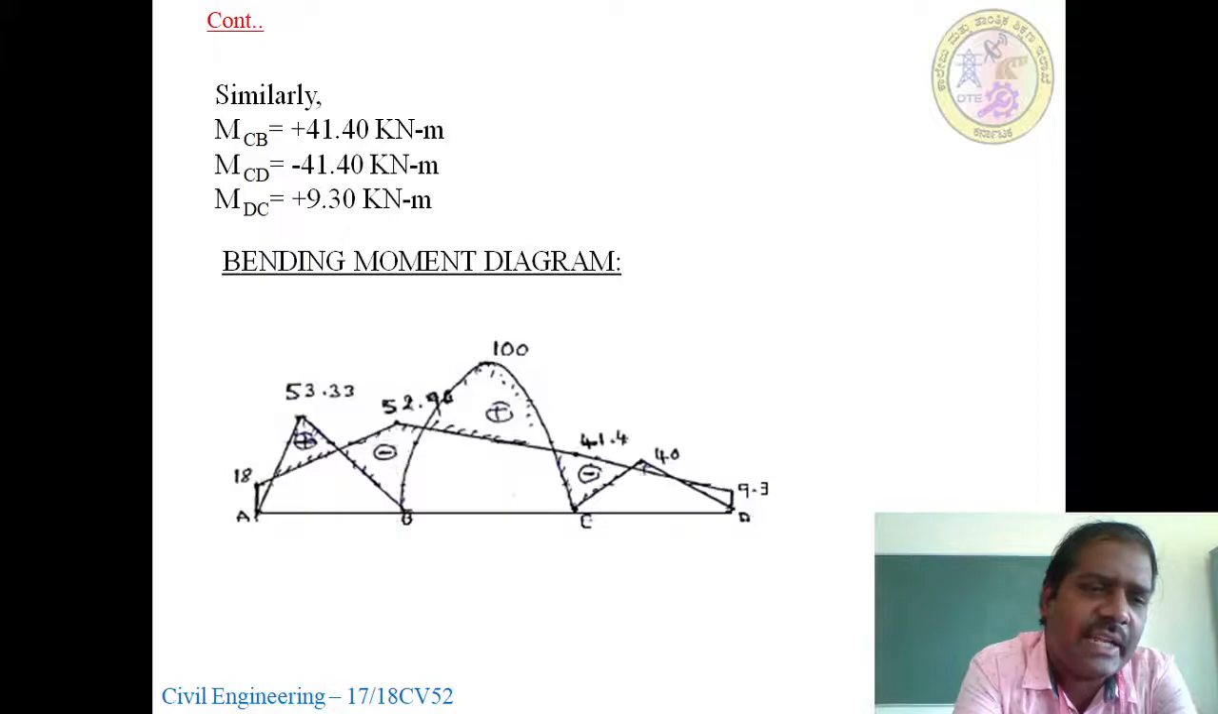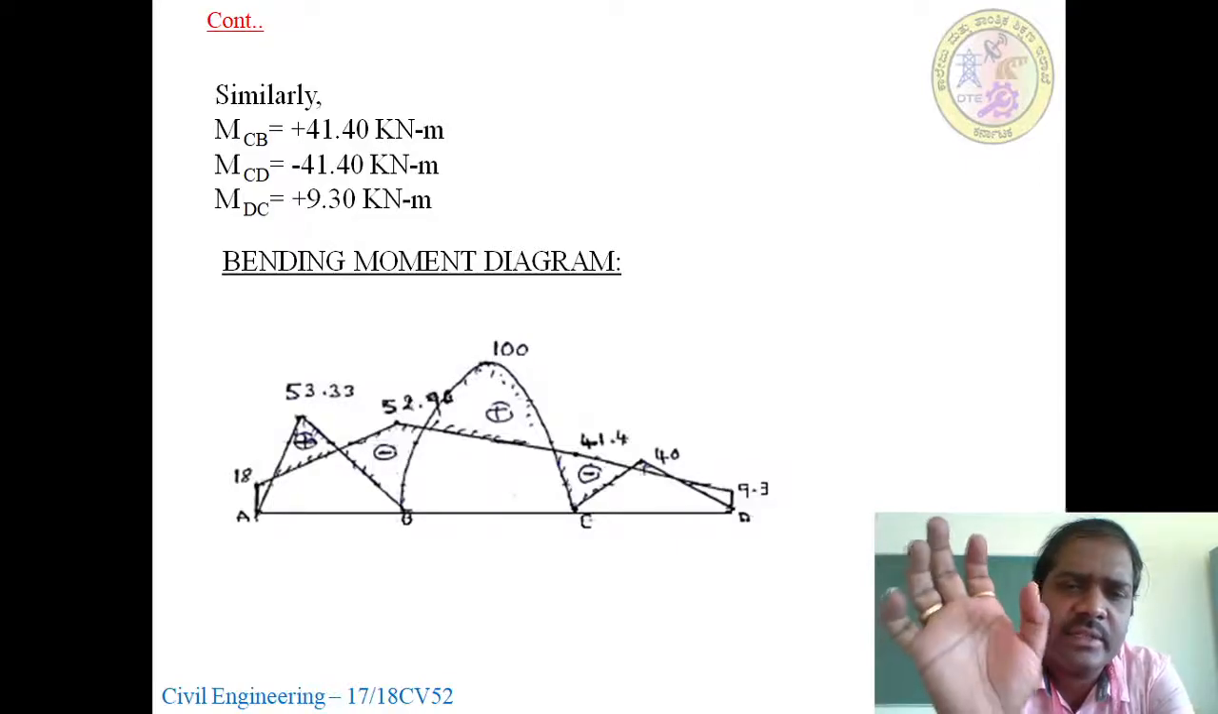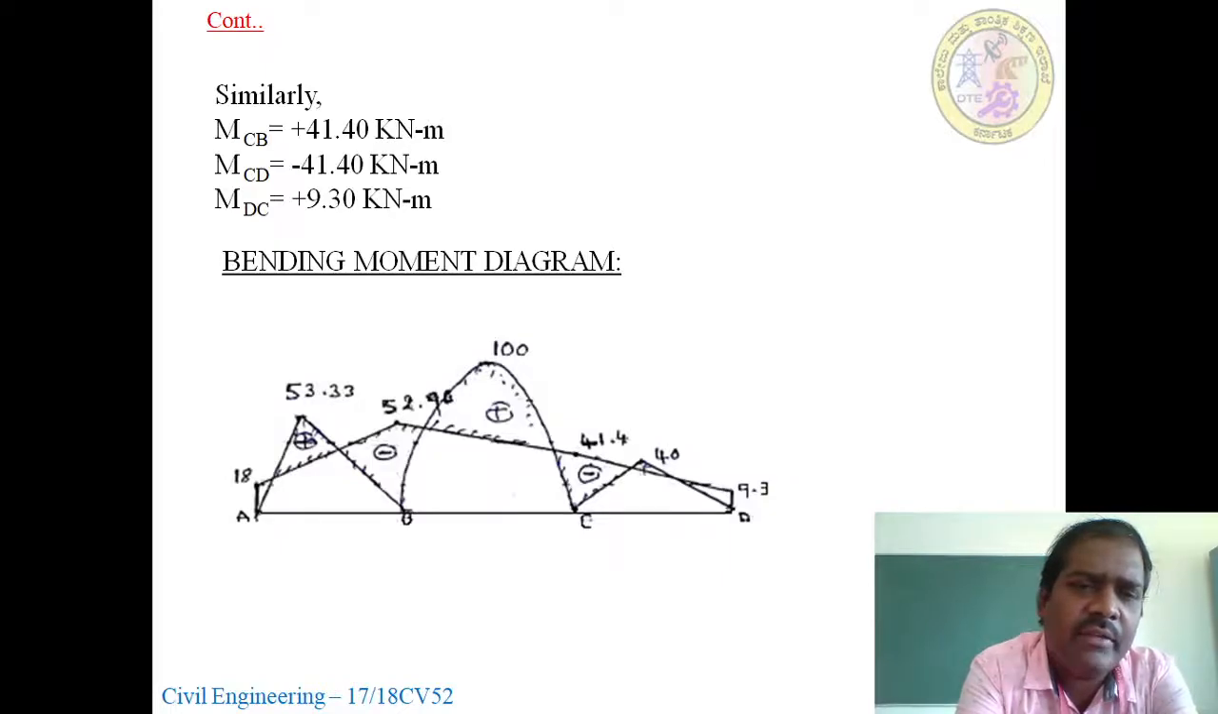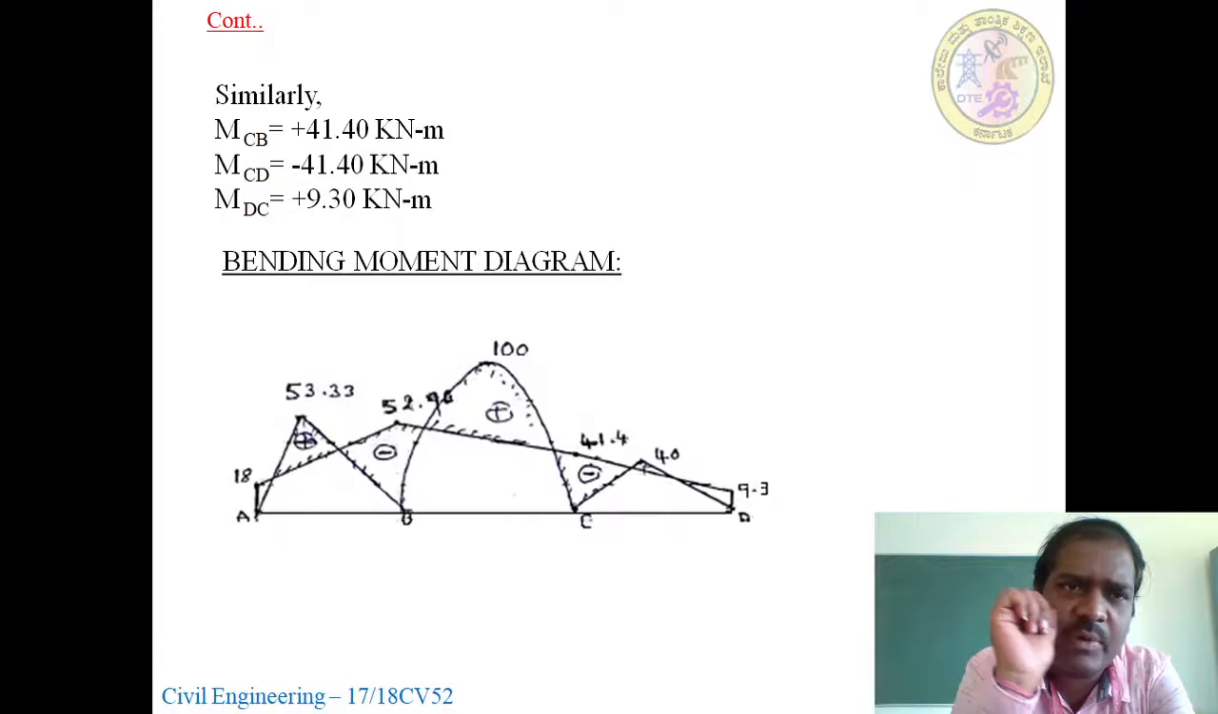The first one is anti-clockwise, so the value is minus 18. Take the height of 18 here. Next, come to BA: 52.96, then 41.4. So join all the end points. Join 18, 52.96, 41.4 and 9.3 as per what you have calculated.